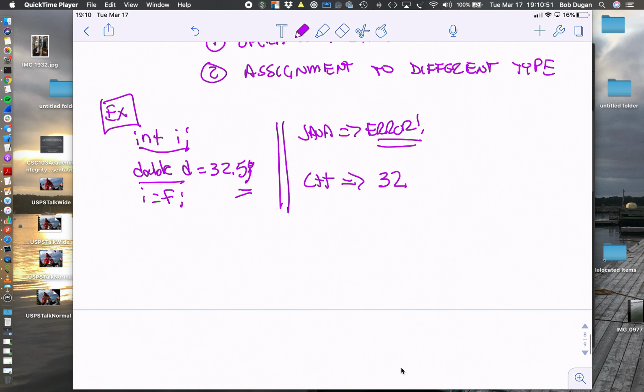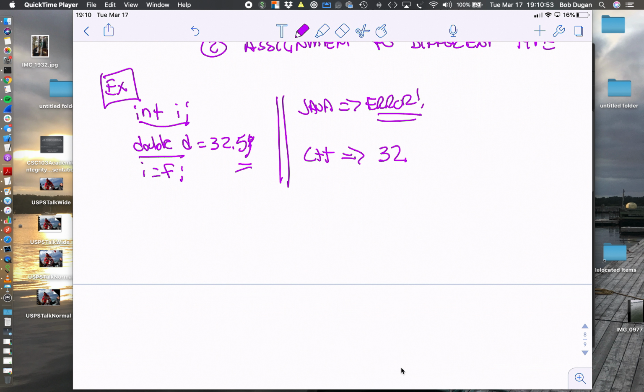But let's take a look at a slightly different case. So these two probably make some kind of sense. And you know in Java you can override this error, right? If you say int d, then Java will say, okay, you want me to do this, I'm going to take that 32.5, throw away everything to the right of the decimal point, and then stuff the rest of the result into that integer i. So that's how you could get rid of that problem in Java.